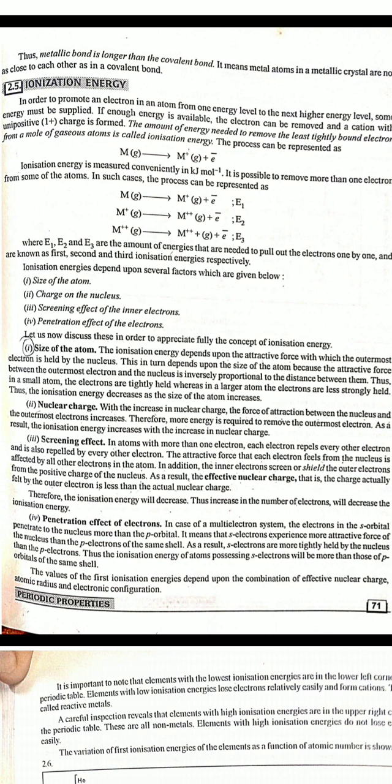The ionization energy depends upon several factors, which are given below: size of an atom, charge on the nucleus, screening effect of inner electrons, and penetration effect of the electrons. Let us discuss these in order to appreciate fully the concept of ionization energy.